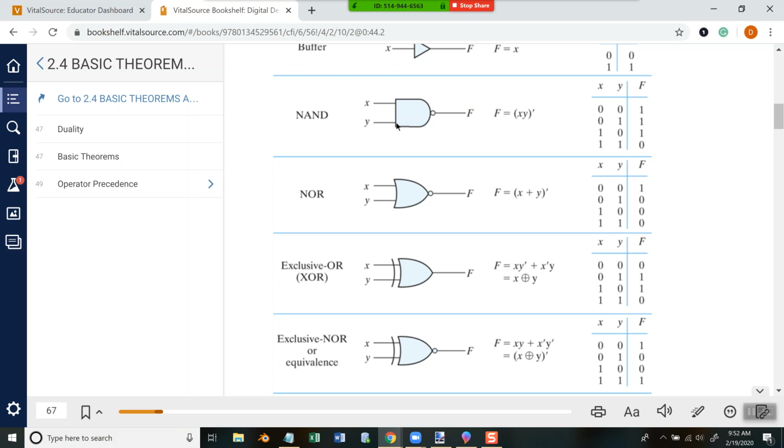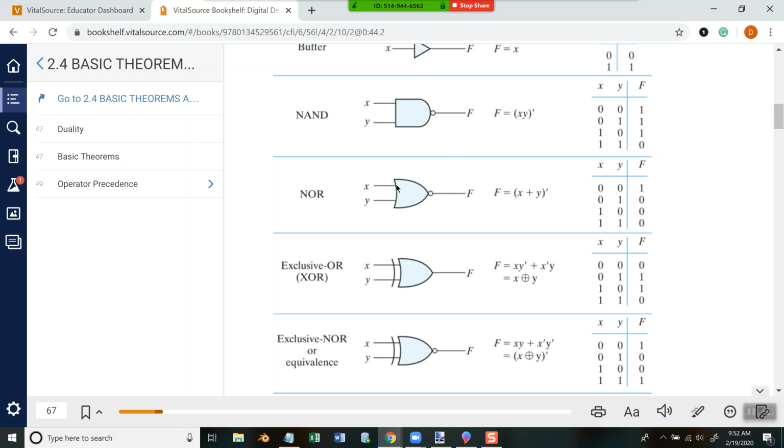The NAND gate is our AND and then we have a little circle in the front, indicating you do the AND then you just invert it. Like here, 0 times 0 is 0, and then invert it, becomes a 1. 0 times 1 is 0, invert it, becomes a 1. 1 times 0 is 0, invert it, becomes a 1. 1 times 1 is 1, invert it, and gives you 0. So that's a NAND gate.